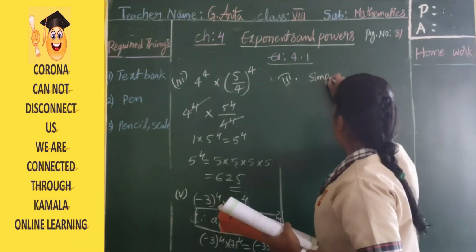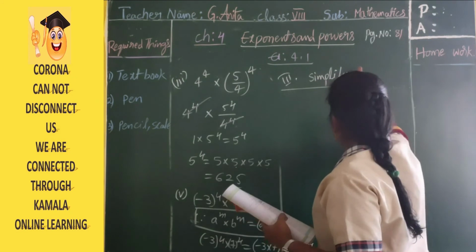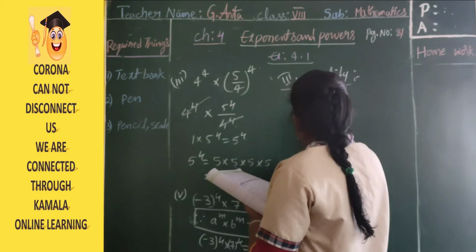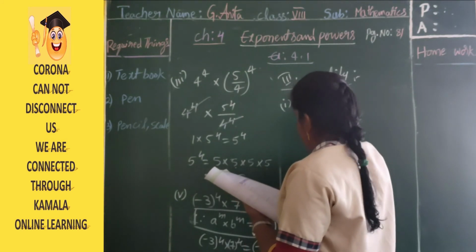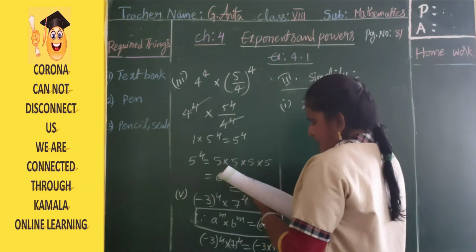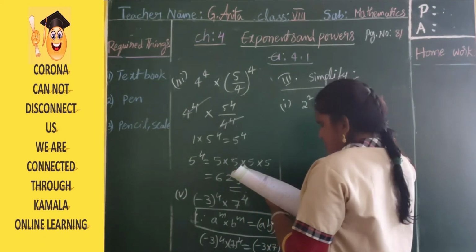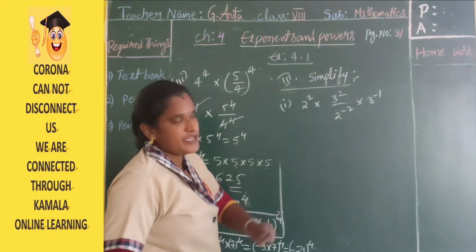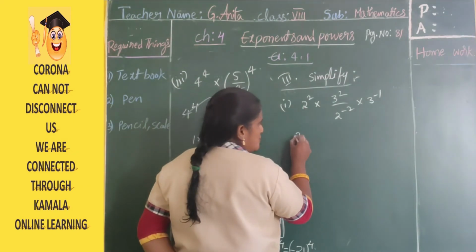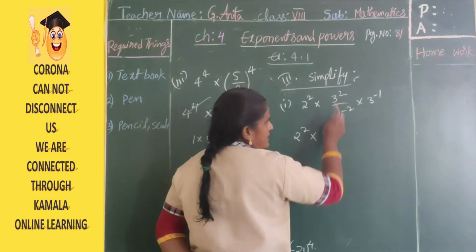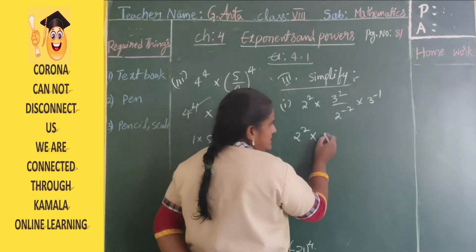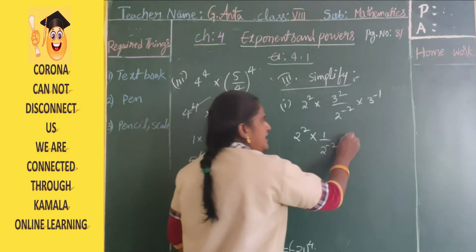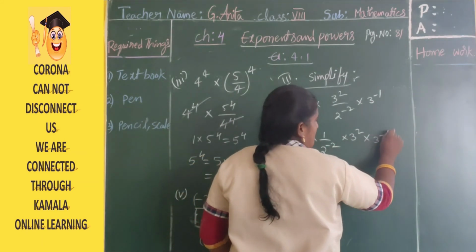Simplify. So first question they are given: 2^2 into 3^2 by 2^(-2) into 3^(-1). First observe which formula we are applying here. So this can be written as 2^2, keep like that only, and here 1 by 2^(-2) into 3^2 into 3^(-1).